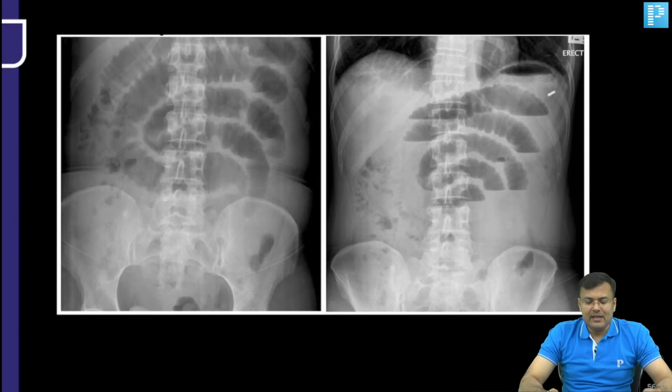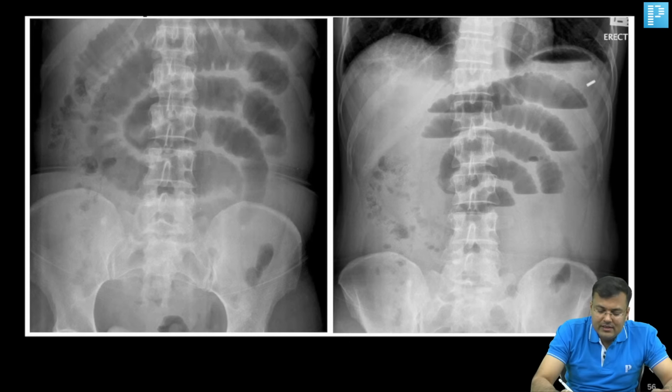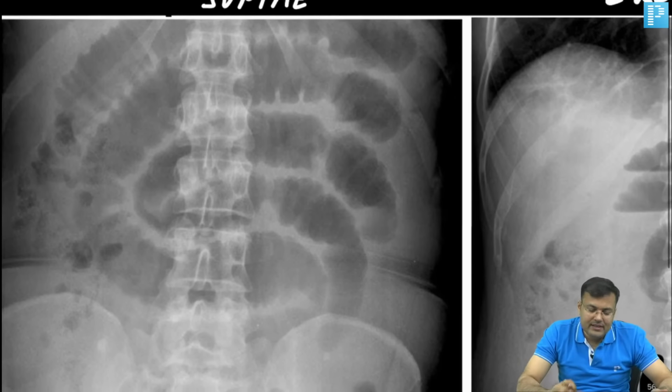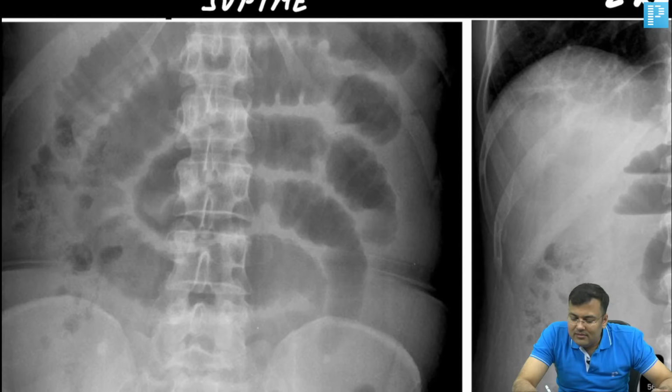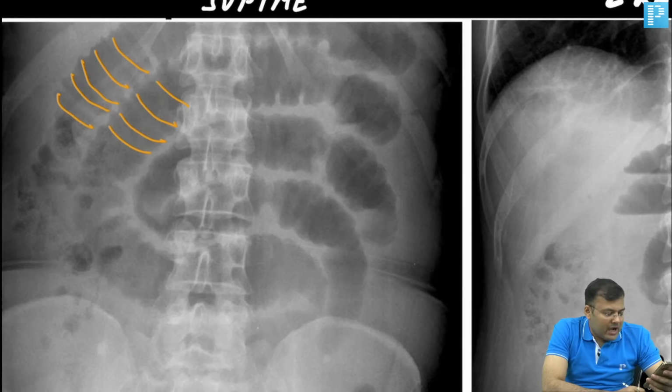Next, guys, tell me what's the diagnosis here? Easiest question. If you see, there are two views. This is supine, and if you see this one, this is erect or upright. In the supine view, you can notice that there is a circumferential ring-like pattern. Can you tell me the name of this circumferential ring-like pattern? This is known as valvulae conniventes. Very good, Gautam Rao. This is valvulae conniventes, and it is seen in the jejunum.